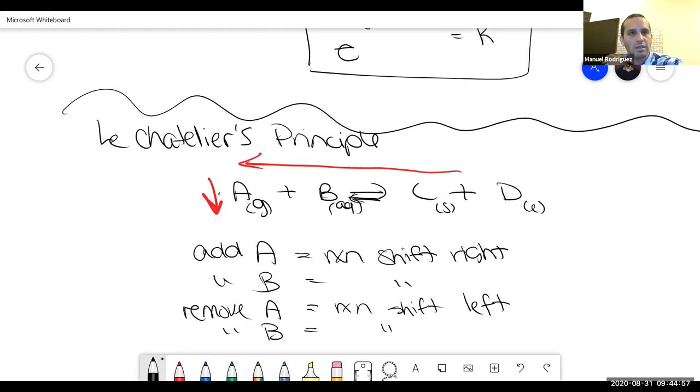Now we need to go back to the same principle that we did before. Here we have solids and liquids. If we change the solids or we change the liquids, that does nothing to the reaction. Because the solids and the liquids are not part of our equilibrium. Doesn't really matter if you add or you remove them, it doesn't change the concentrations. Good? So a change in C or change in D equals no change.